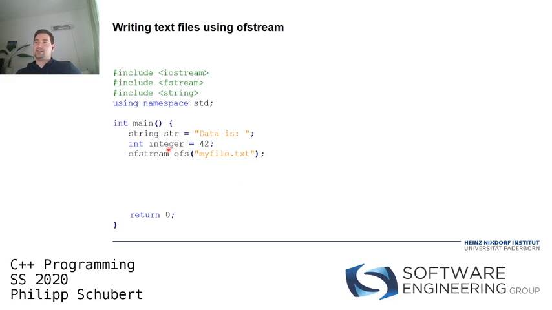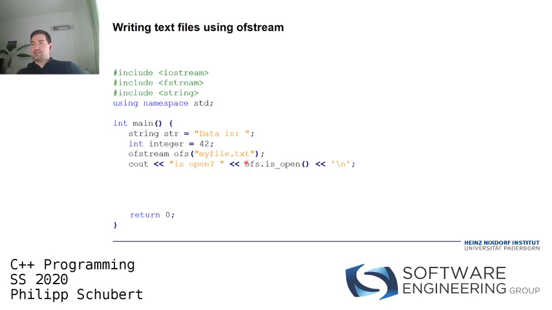How you would do it is you would create a variable which you call ofs. Again, just a variable name, and the type is the output file stream type. To the output file stream, you give a file name, and then it will create a file with the following name on your system.